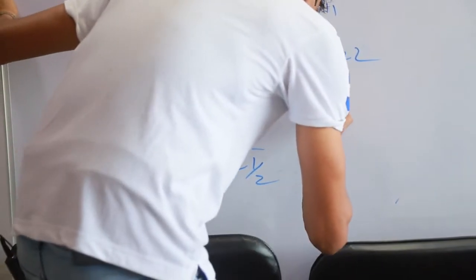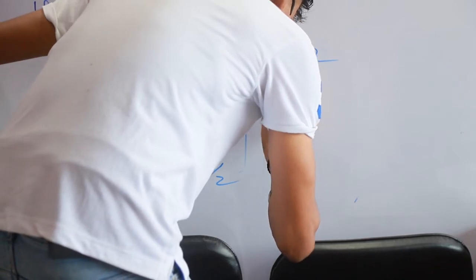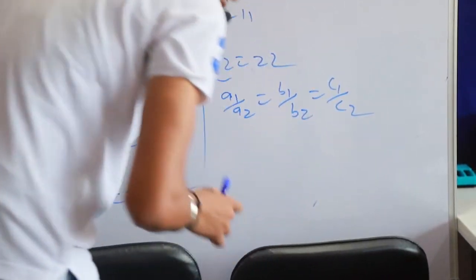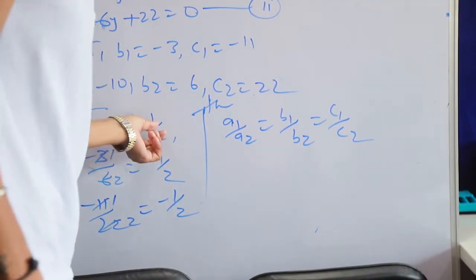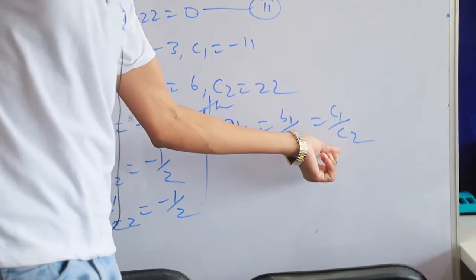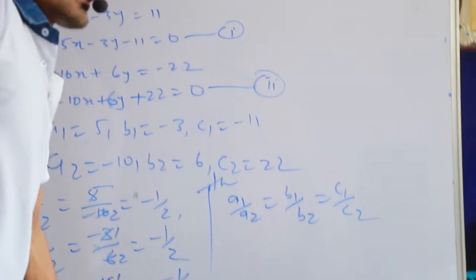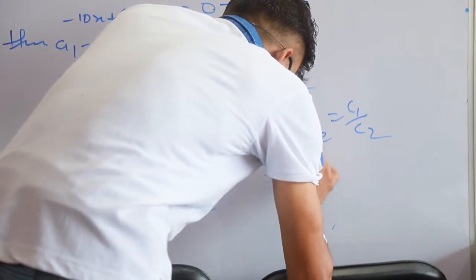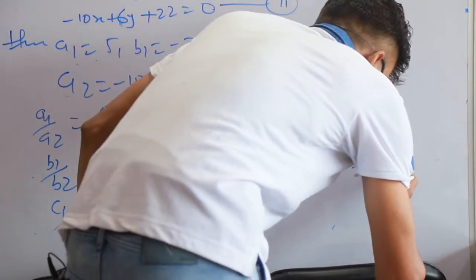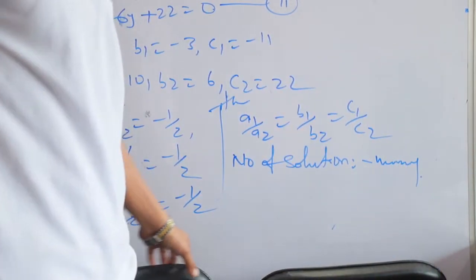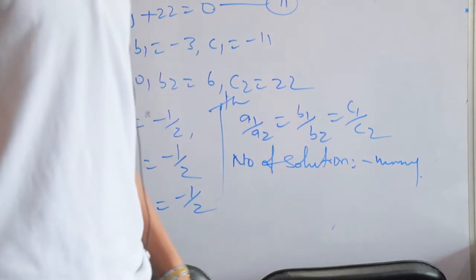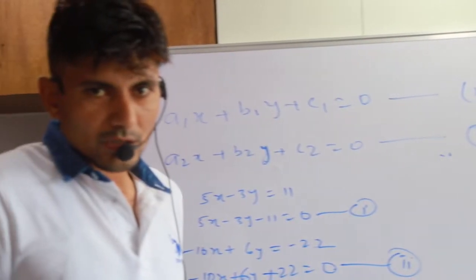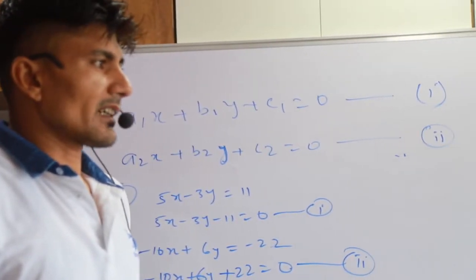Here a1 by a2 is equal to b1 by b2 that is equal to c1 by c2. In this case, because a1 by a2 equals b1 by b2 equals c1 by c2, we will get many solutions. At the place of number of solutions we have to write many solutions, and the graph will be overlapped. The graph of one equation will overlap the graph of the other equation. This way you have to solve and write down the answer.